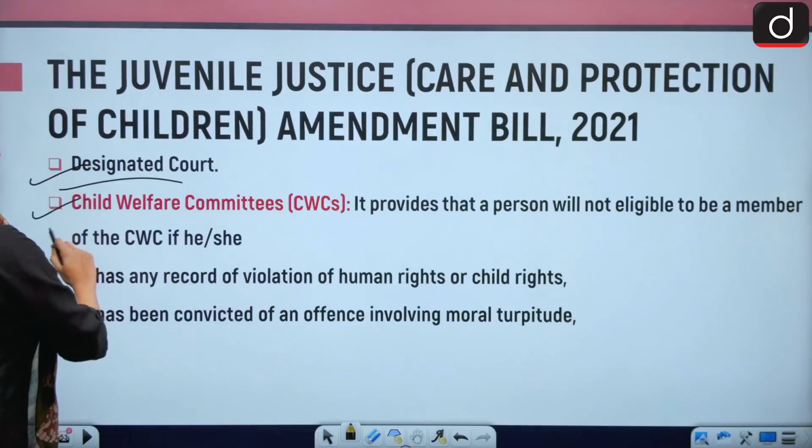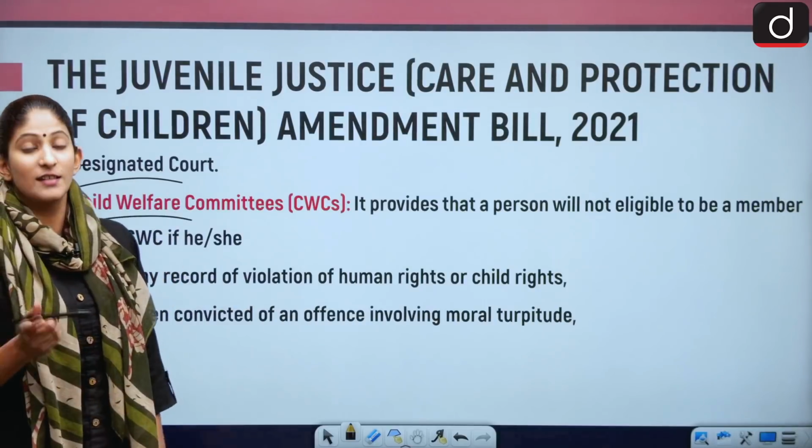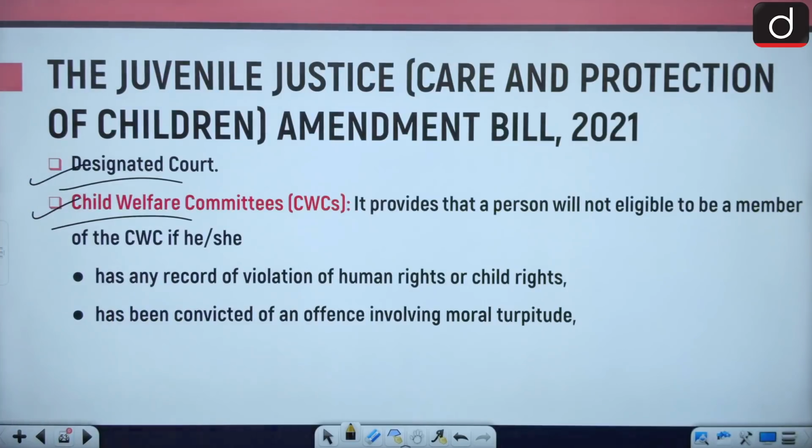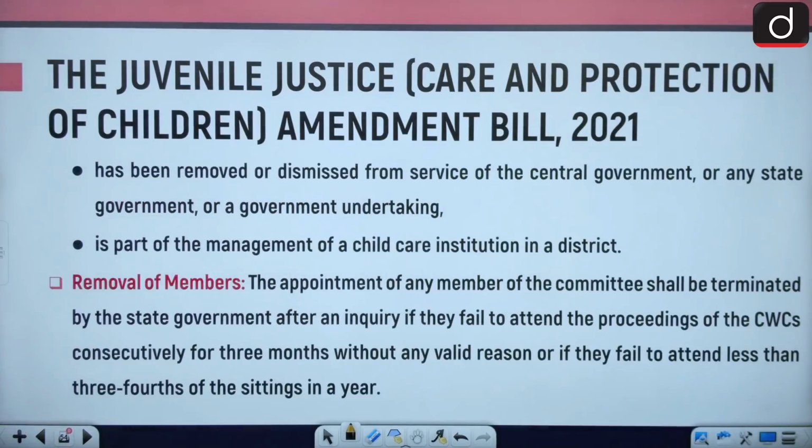If we talk about child welfare committees, there are certain provisions related to it. A person will not be eligible to be a member of the CWC if he or she has any record of violation of human rights or child rights, has been convicted of an offence involving moral turpitude, has been removed or dismissed from the services of the central government or any state government or a government undertaking, or is part of the management of a child care institution in the district.